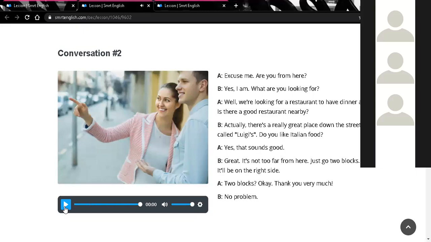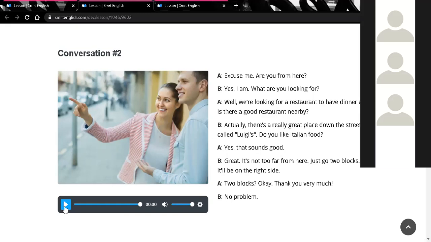Okay, so here where it says, are you from here? This is a very common question we ask when we're traveling. So when we travel, we want to know how to get to places. And first we need to know if the person we're going to ask will be able to explain to us how to get to a place. So, are you from here? It's a good question to be aware if the person will give us directions or won't be able to help us. What are you looking for?